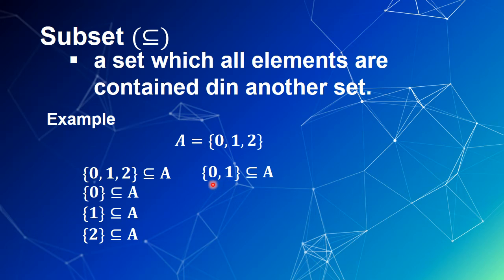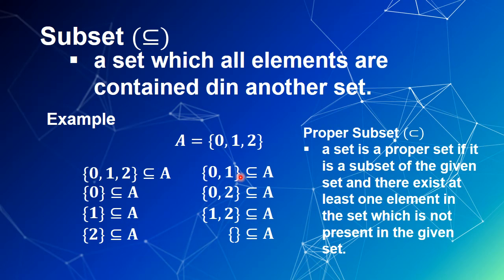0, 1 can be associated as a separate group, and this is a subset of A. 0, 2 is also a subset of A. Then 1, 2 is a subset of A. And also, a null set, or what we call an empty set, is also a subset of A. So if you have 3 elements here, all in all you have 8 subsets.